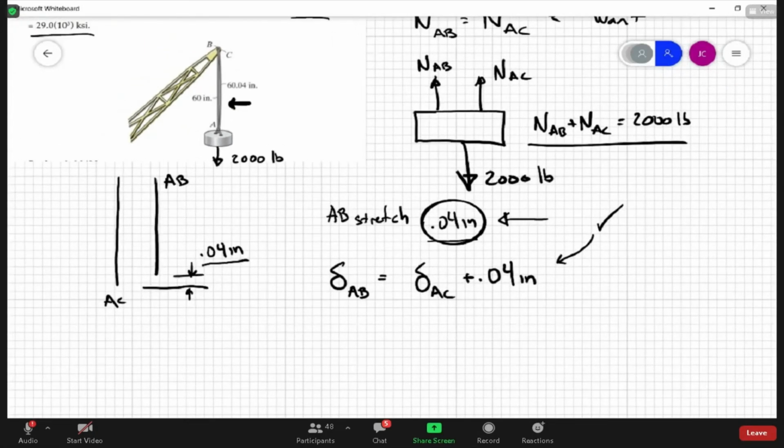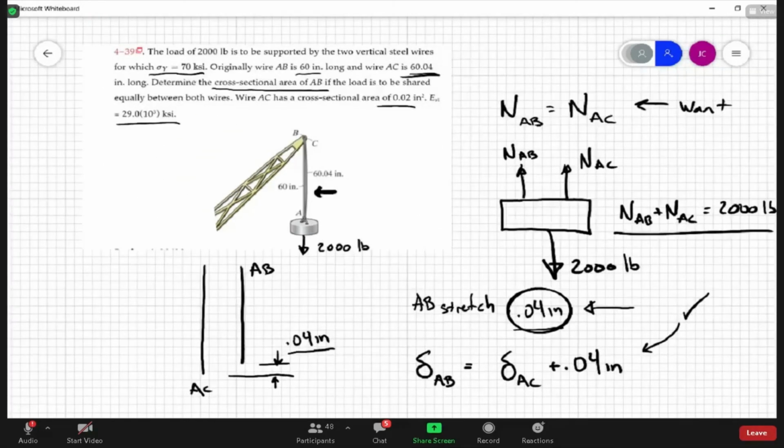Now we need to get this in terms of the forces, right? So why don't they give us the yield? They don't give us any post yield.